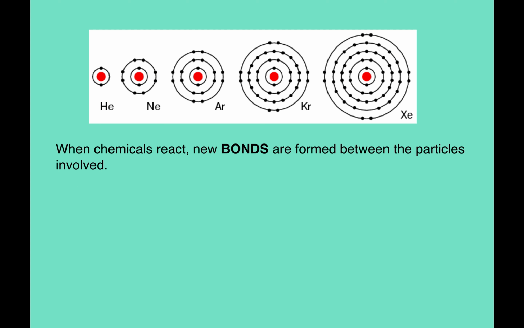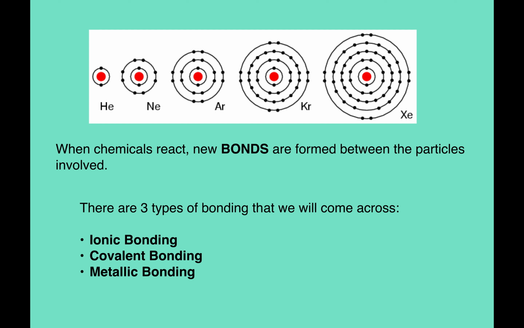There they are, that's the noble gases. So you can see they've got a full outer shell and they're already stable. 2 electrons, 8, 8, 8, etc. When the chemicals react, they form bonds between the atoms, between the particles that are involved. So the idea would be that in a chemical reaction, something happens to create bonds between the atoms. And those bonds can be of 3 types. They can be ionic bonds, covalent bonds, or metallic bonds. And we'll talk about each of these in turn.